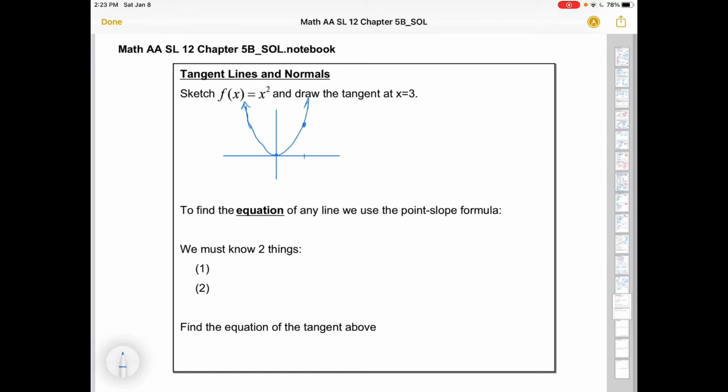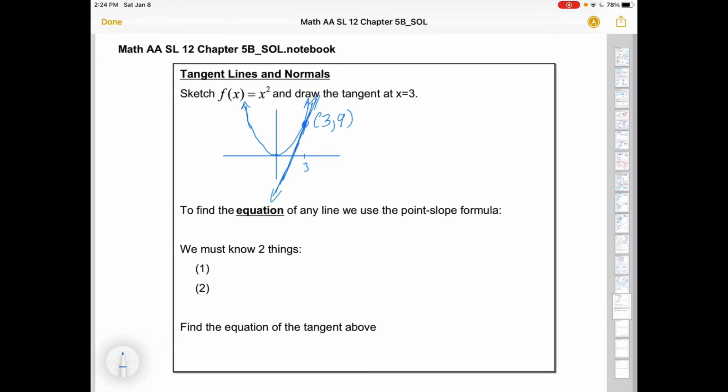So let's say this is 3 here. And we can draw this tangent in. I'm just sort of eyeballing it. But there's a point there of 3, 9 where it touches. Okay? And there's some slope. And we can find the slope through differentiation. It's easier now that we have our simple rules for differentiation. But we can also find the equation of that line.